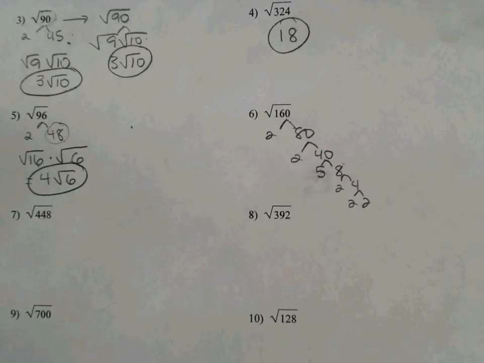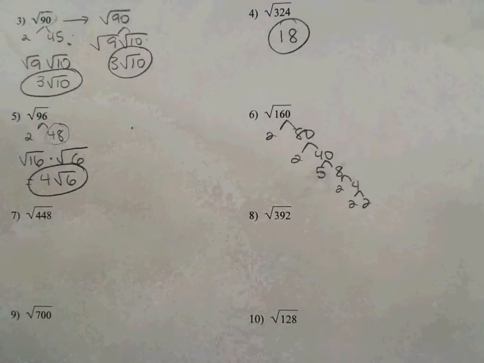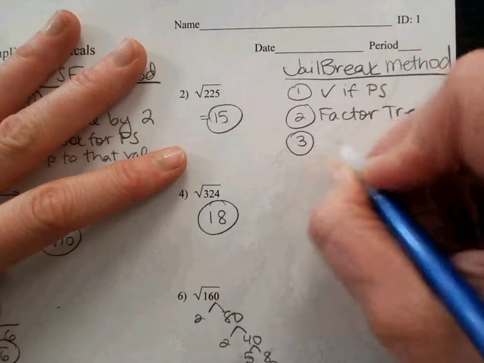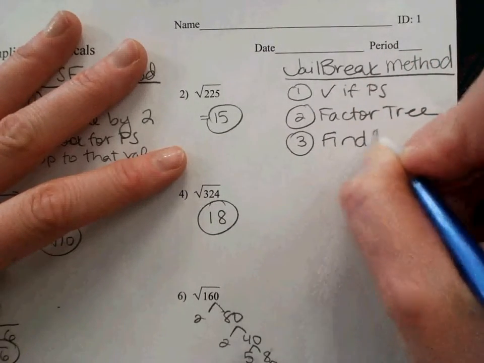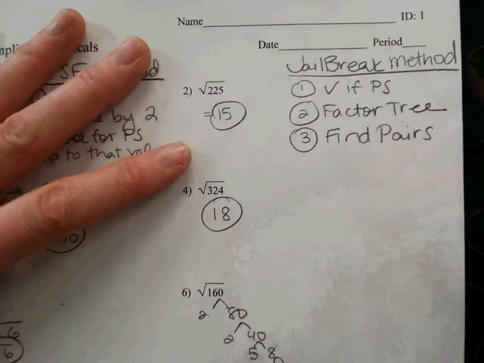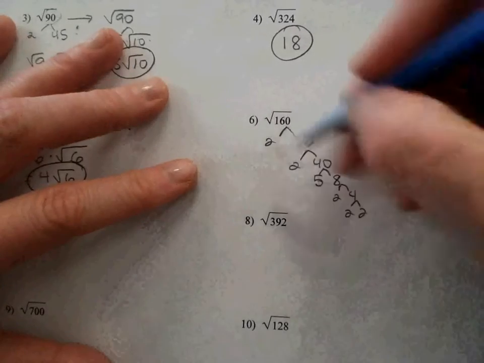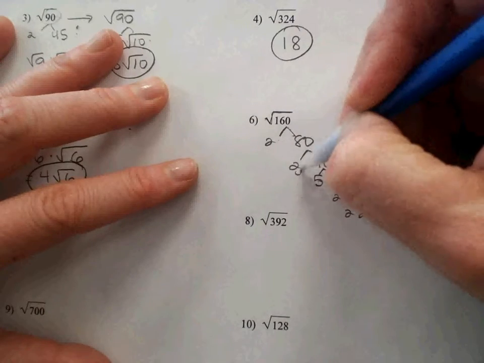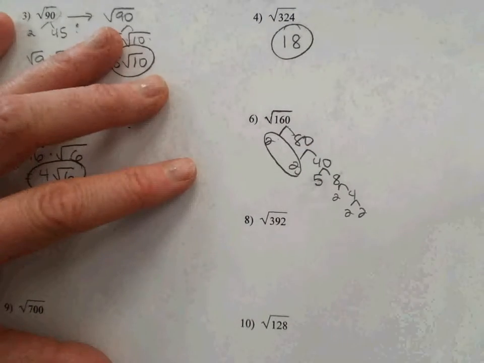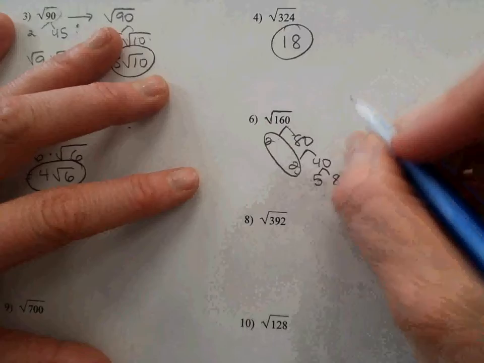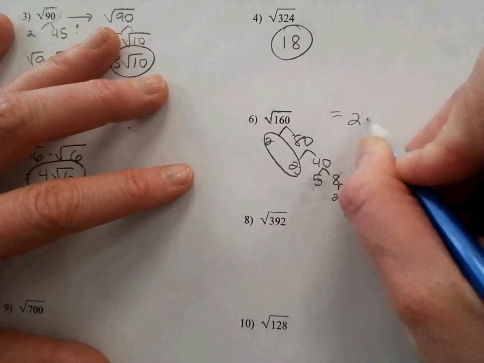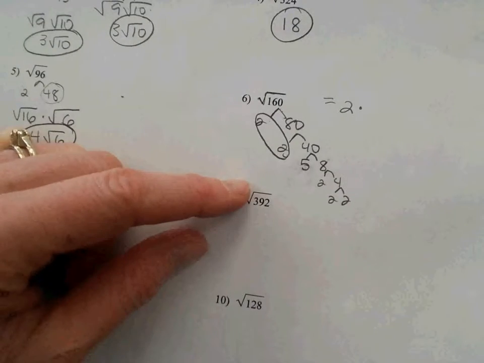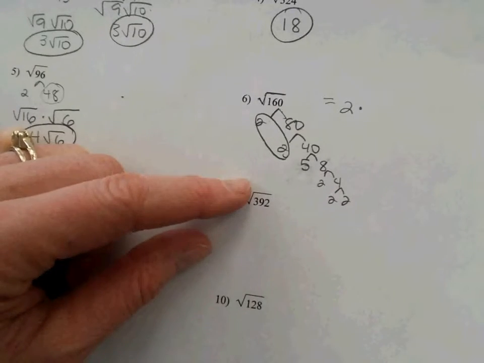Okay. So now I have all prime numbers as the bottom branches. So I look for pairs. So step 3 is find pairs. So this is like the jail, the little radical symbol. And whenever you find a pair, it breaks out of jail. So I have a pair of 2s, so a 2 breaks out of jail. Just a 2, right? Because the square root of 2 squared is just 2.